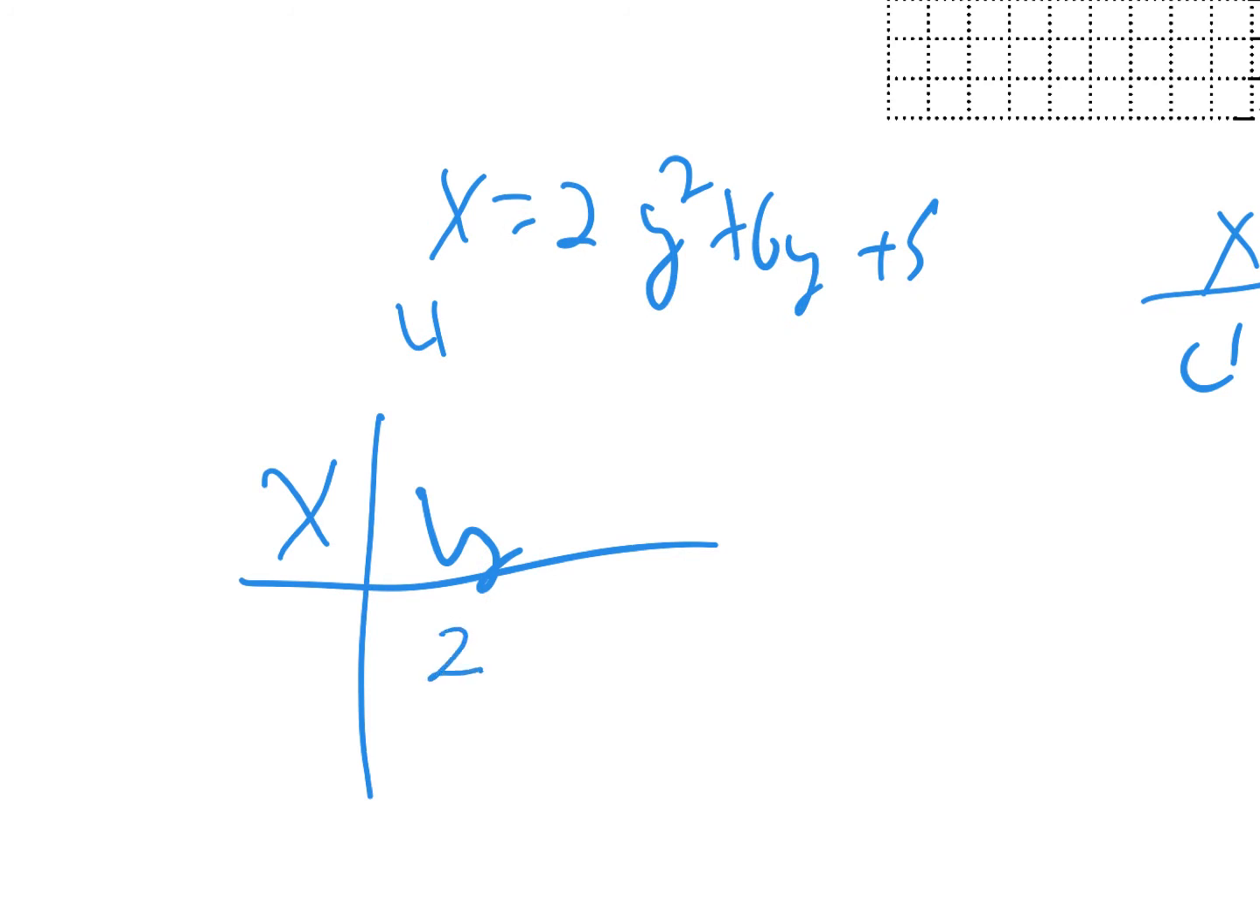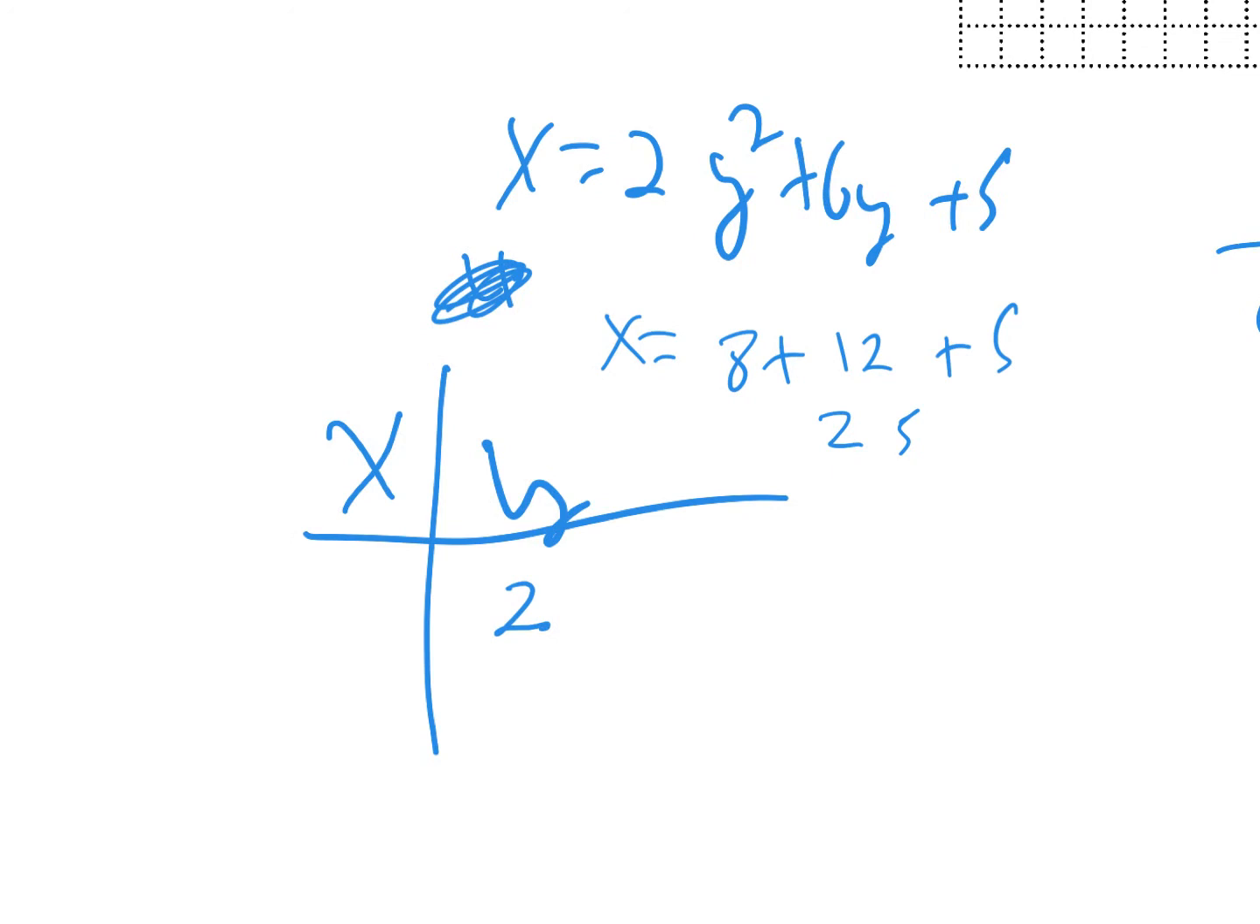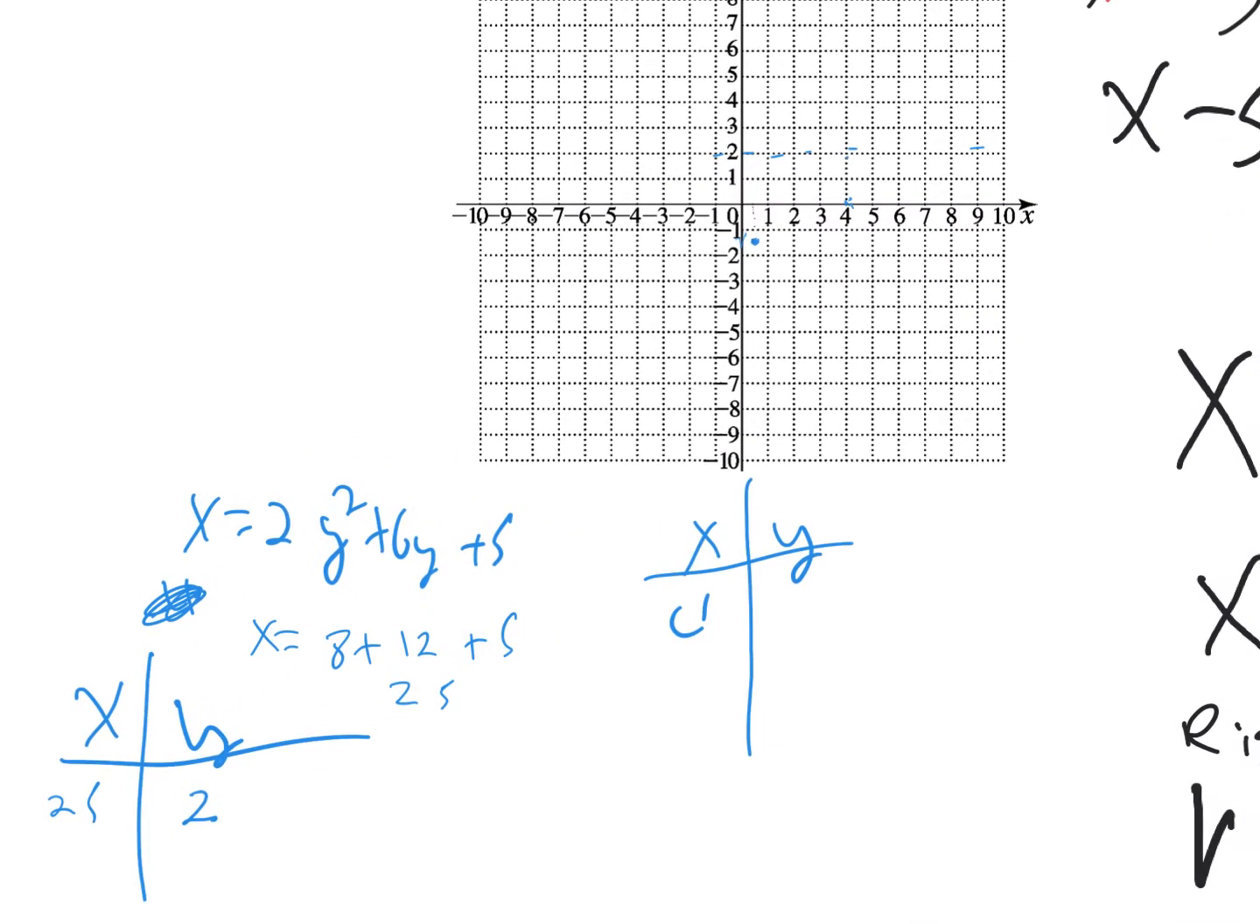If y is a 2, then I can do this. X will be 2 squared is 4, it's 8. 2 times 6 is 12. X is 20. Yeah, there's a 5 up there, 25. Do I really want to do that one? I can use that one. What did I go? Y was a 2, so x will be a 25. That's way off the graph. So I better think closer to the vertex.